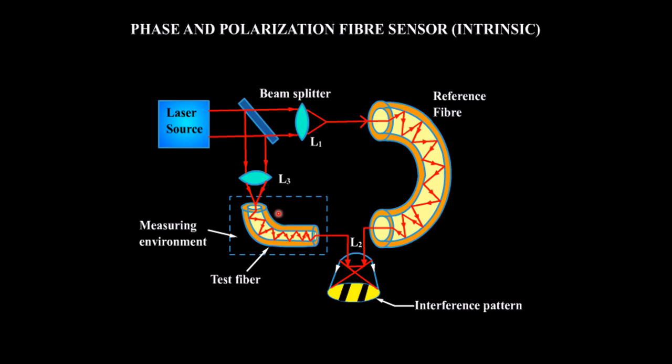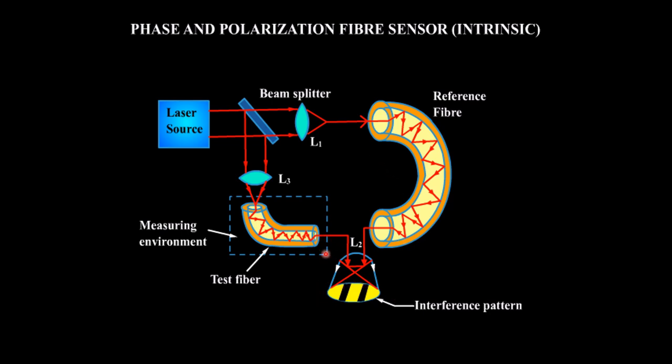If there is any pressure change or temperature change, there will be a change in the property of light. The phase of the light gets changed, or the polarization of the light gets changed. The modified light coming out from the testing fiber is made to fall on the convex lens L2, which focuses the light both from the reference fiber, the unmodulated wave, and from the testing fiber, which is modulated if there is any change of temperature or pressure, onto the photographic plate.